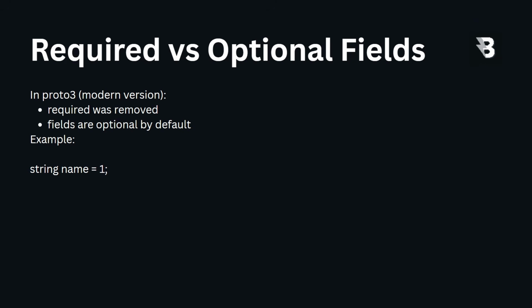Next, let's look at required versus optional fields. So in Proto 3, which is the current version, all fields are optional by default, and required was removed. So now we simply just say string name1, but before we had to say required or optional explicitly. Now, by default, all fields are optional.